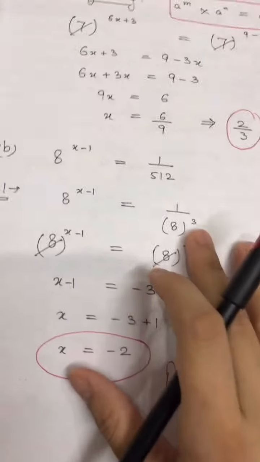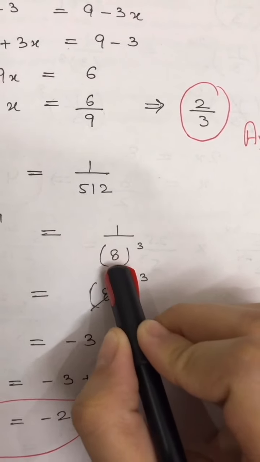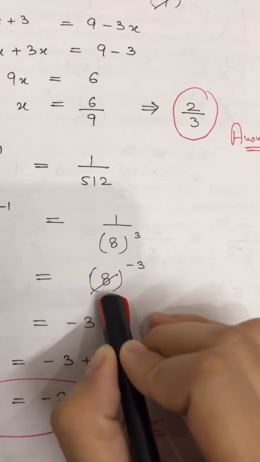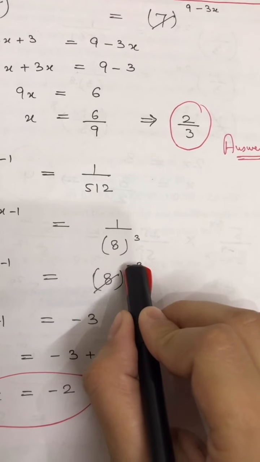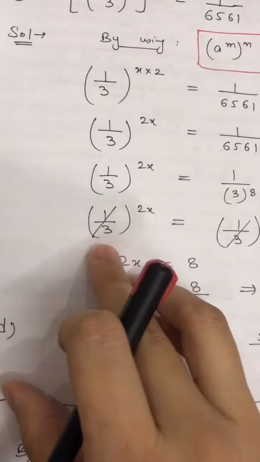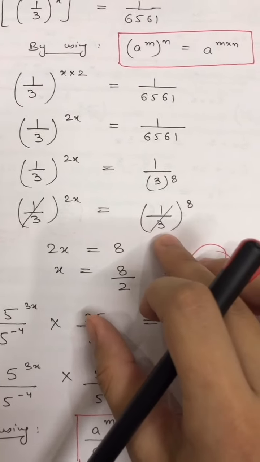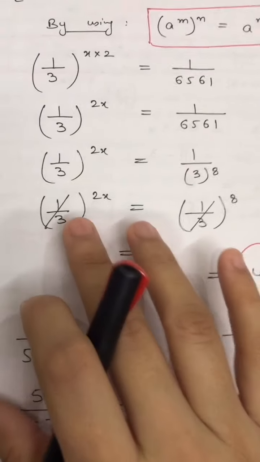Okay, similarly you can check side by side the previous question also. Here 8 was there in the denominator. When I took this 8 in the numerator, then the power went in minus. Okay, but here because on the left hand side it is 1 upon 3, so here also I have to keep this in the 1 upon 3 form. Okay, so now check it out.